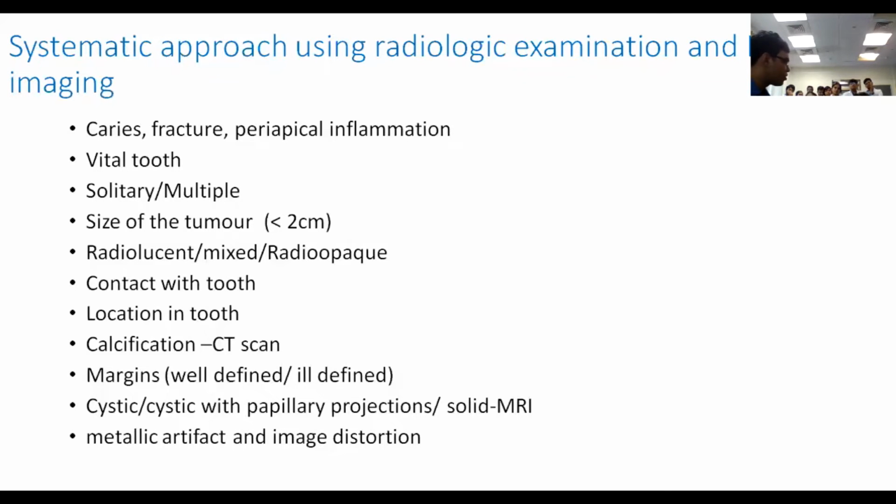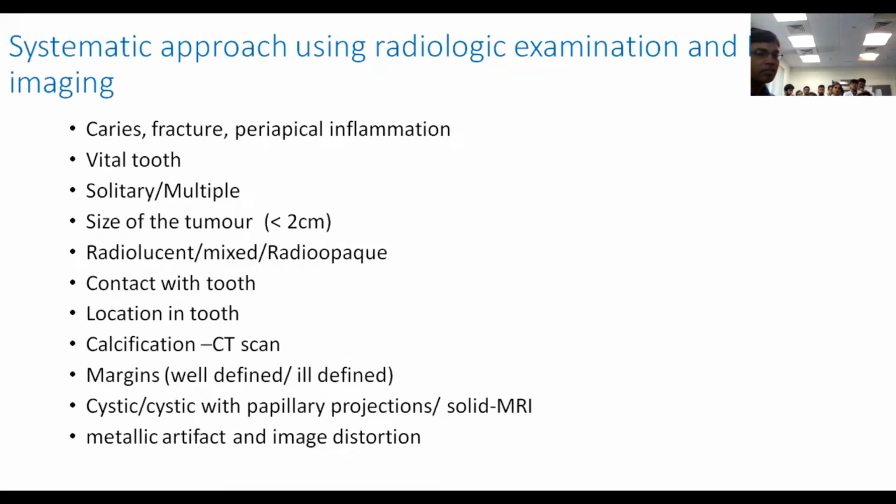Then if there is a calcification, or we are suspecting a calcification, then CT is the ideal modality to look for calcification within the lesion. If you want to see the margins, the same rules apply: whether it is well-defined or ill-defined. Most cystic tumors and most benign tumors are very well defined, sharply marginated. Most malignant tumors will have ill-defined margins, such as squamous cell carcinoma infiltrating into it, or some other malignant tumor, osteosarcoma. Then you have to see whether there is periosteal reaction or no periosteal reaction.